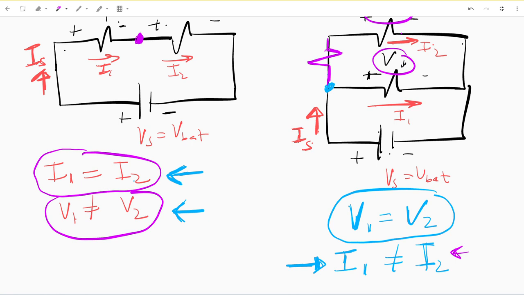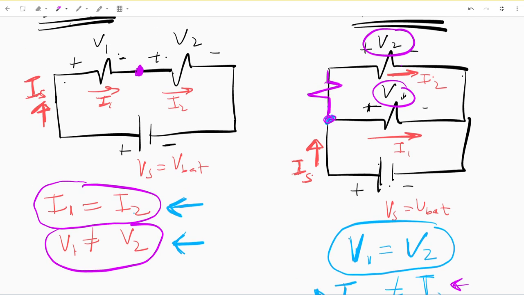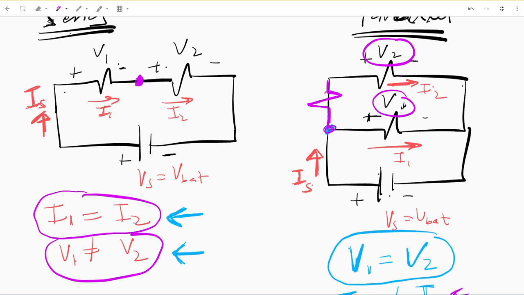So we should be careful when dealing with extraordinary nodes. But what can be said is that when we have an ordinary node, as depicted right here, if two components share an ordinary node, they definitely have the same currents.